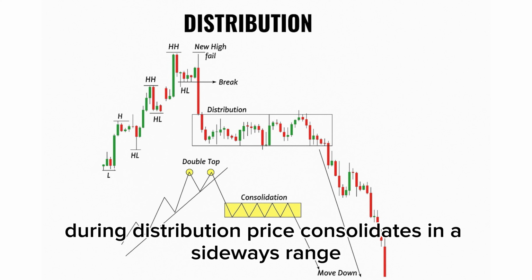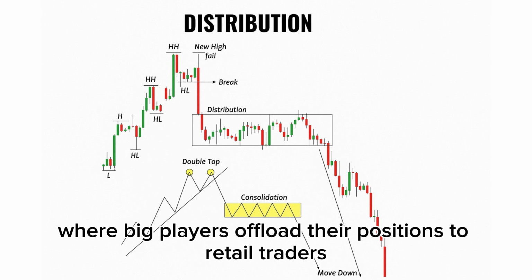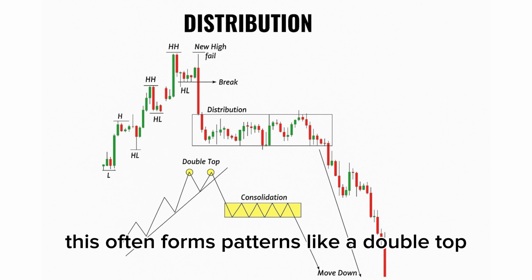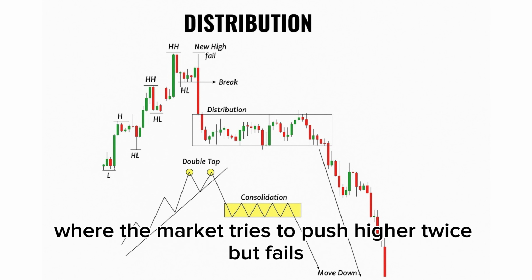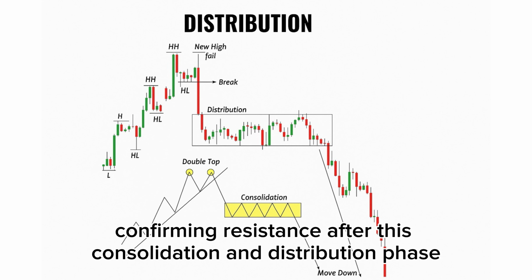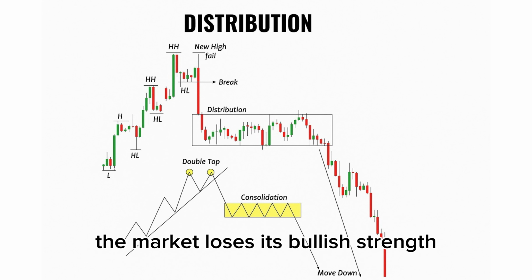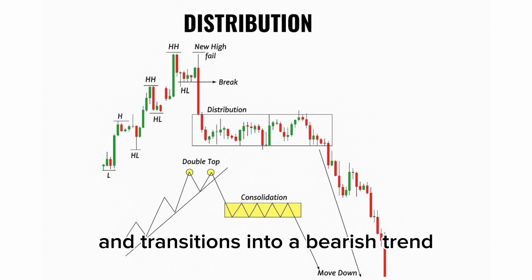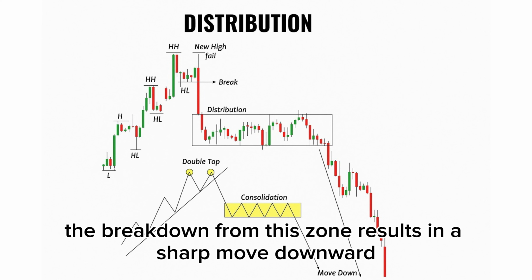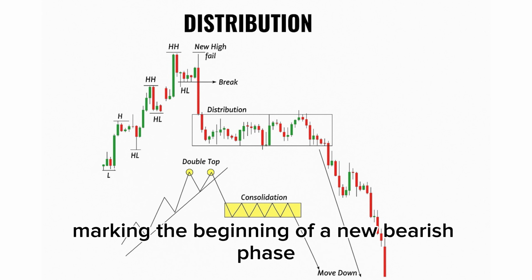During distribution, price consolidates in a sideways range, where big players offload their positions to retail traders. This often forms patterns like a double top, where the market tries to push higher twice but fails, confirming resistance. After this consolidation and distribution phase, the market loses its bullish strength and transitions into a bearish trend. The breakdown from this zone results in a sharp move downward, marking the beginning of a new bearish phase.